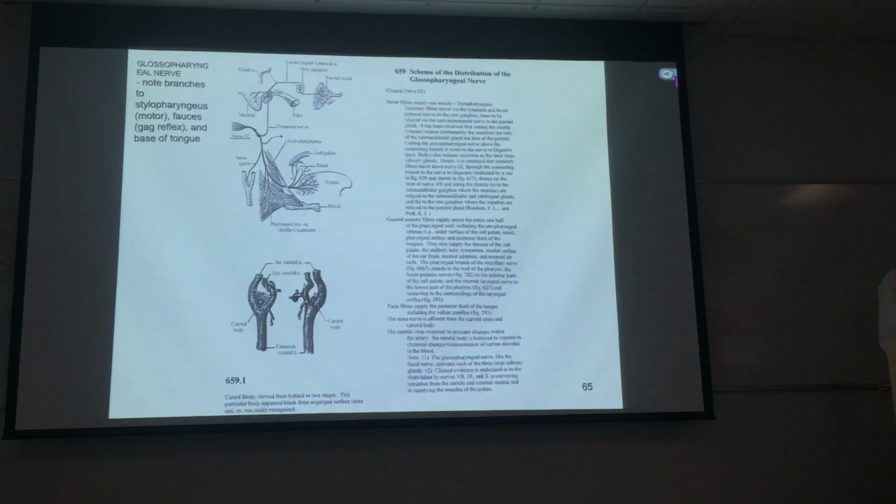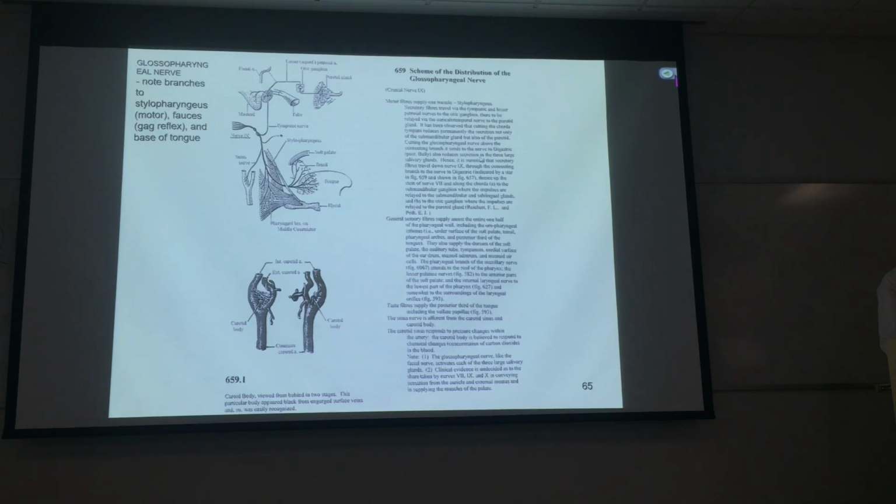Oh, and the only reason I put this on, remember cranial nerve 9, motor to one muscle, stylopharyngeus. 9 is sensory to the posterior part of the tongue, taste to the posterior part of the tongue. It's also the sensory arm for the gag reflex. So I think everybody's going to remember that.